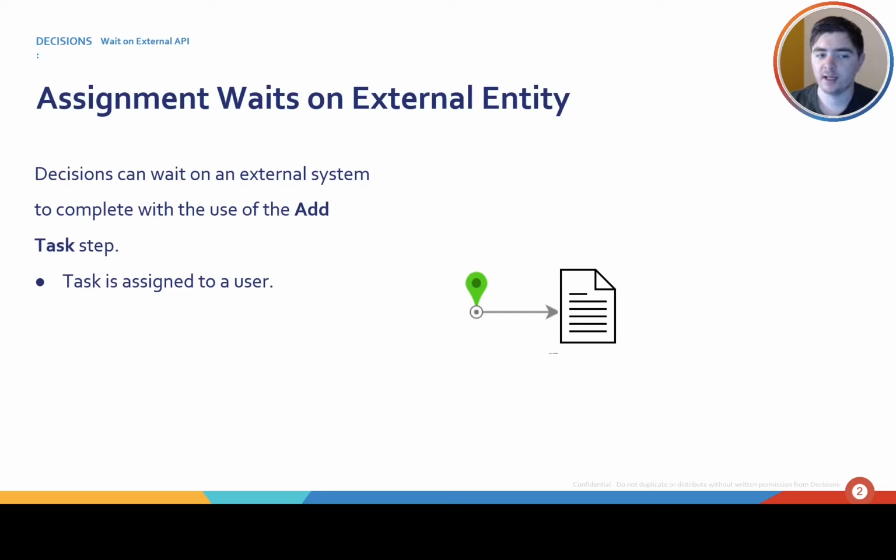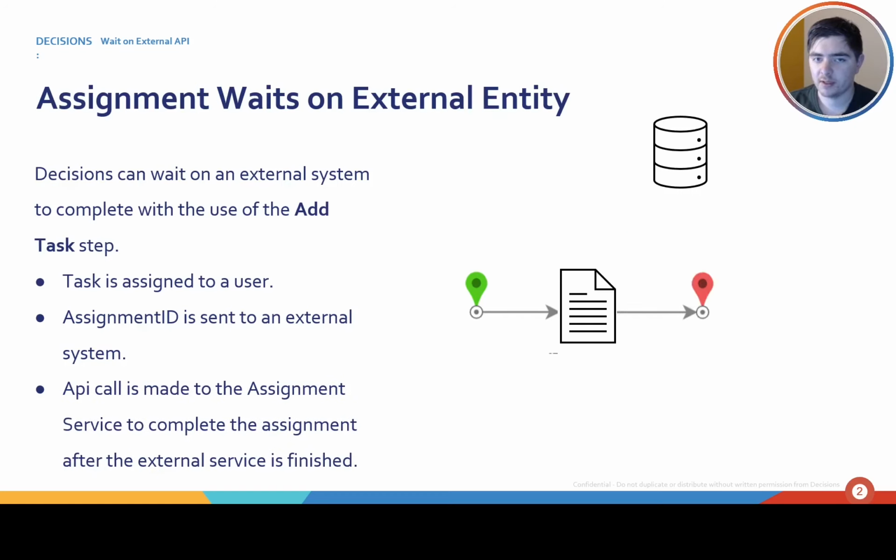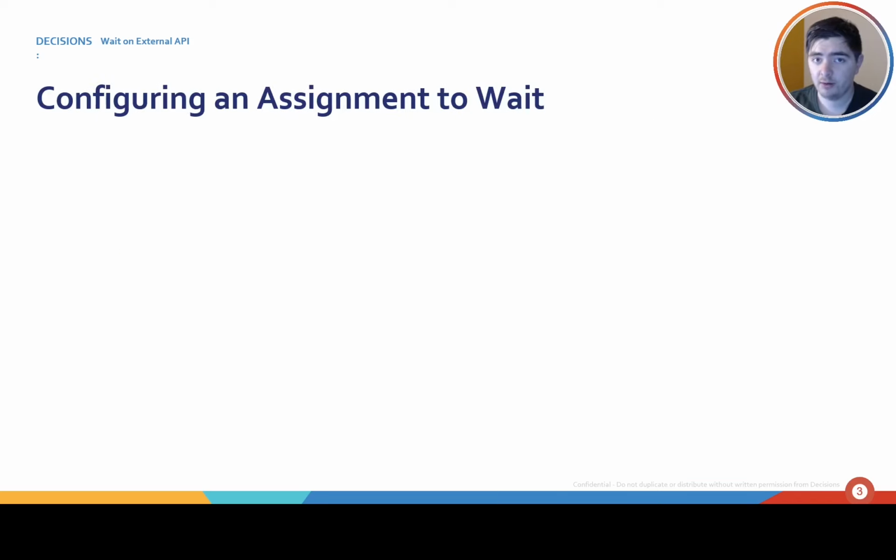How this works is that the task is assigned to a user. Then the assignment ID is sent to an external system. So this assignment is stopping the flow, and the assignment ID goes to whatever external task or system needs to complete something before this flow continues. Then the external service will call the Decisions assignment service, and using that assignment ID, complete the assignment, allowing the flow to continue. So here's how you would configure such a service.